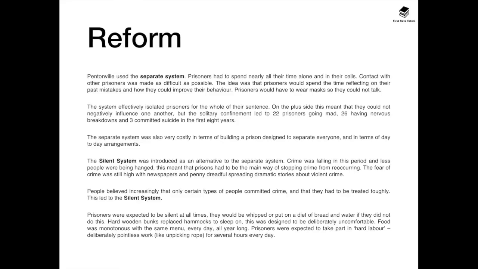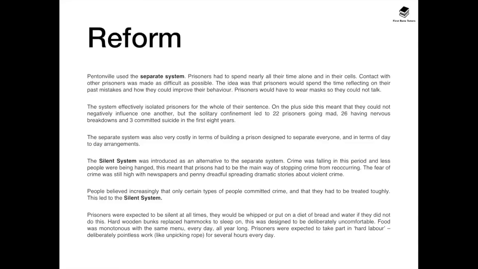Crime was falling in this period, and fewer people were being hanged. This meant that prisons had to be the main way of stopping crime from reoccurring. The fear of crime was still high, with newspapers and Penny Dreadfuls spreading dramatic stories about violent crime. People believed increasingly that only certain types of people committed crime, and they had to be treated toughly. This led to the silent system.